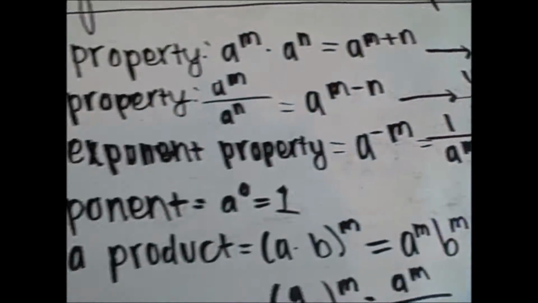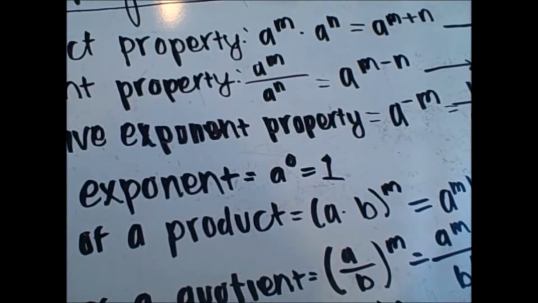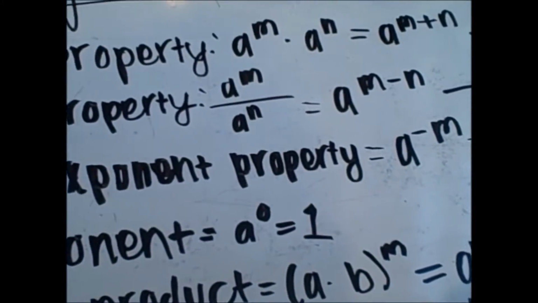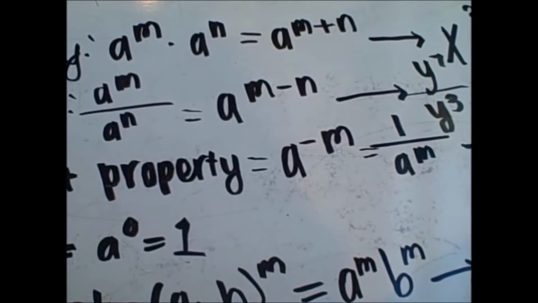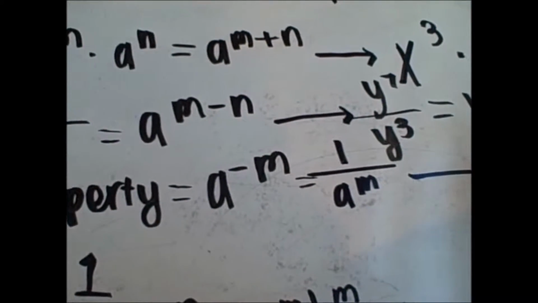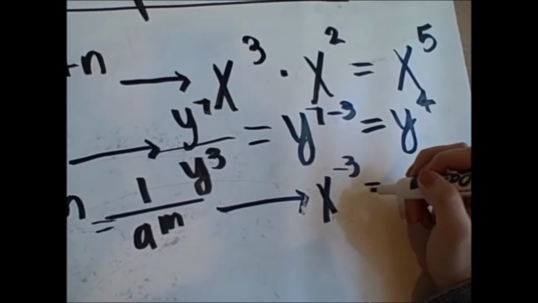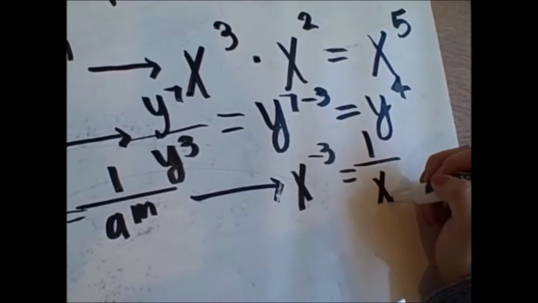For the negative exponent property, if there is a negative in the exponent, you would move the number to the denominator and it would become positive, and you would put it over 1. We're going to use the example of x to the negative 3, which would become 1 over x to the third.